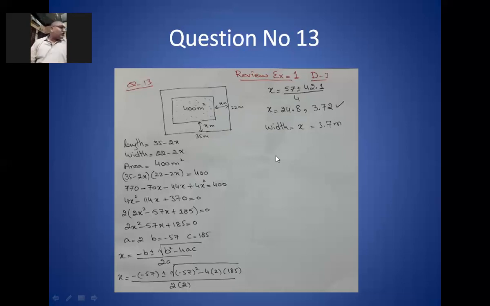So the question was, the actual question was, let me read it. State the width of the floor that is not covered by the tiles. The width of the floor that is not covered by the tiles is x. So the x value is 3.7 meter. So this is question number 13 from the review exercise 1 of the D3. I hope that you have understood.